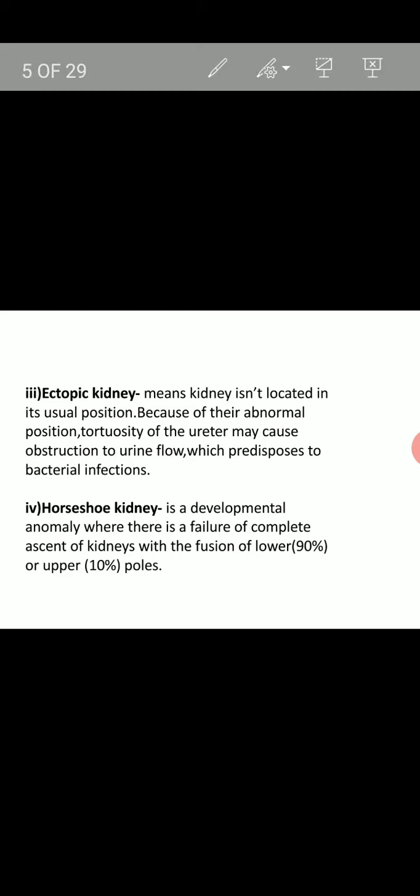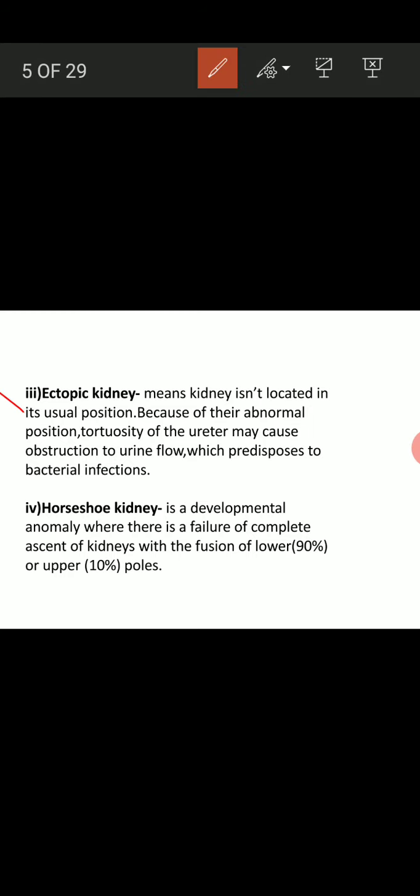The third congenital renal anomaly can be ectopic kidney. Ectopic kidney means kidney is not located in its usual position. Because of the abnormal position, tortuosity of the ureter may cause obstruction to urine flow, which predisposes to bacterial infections.